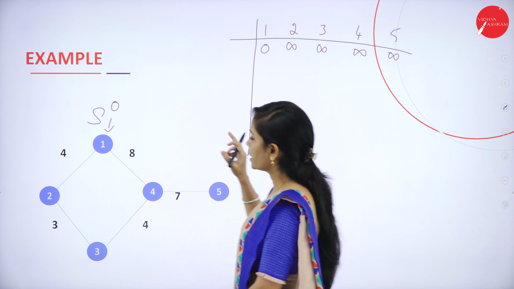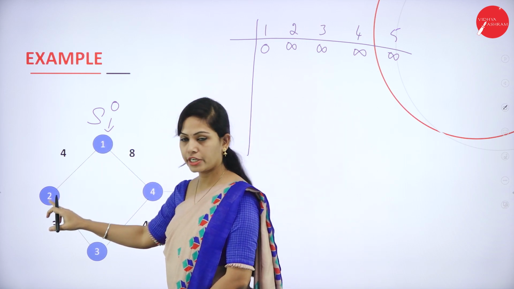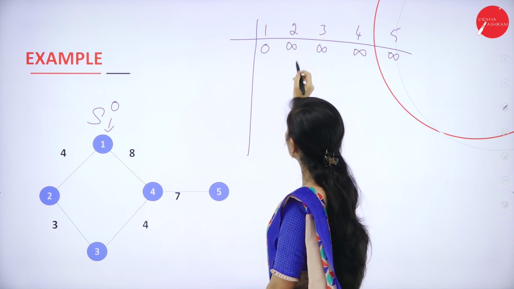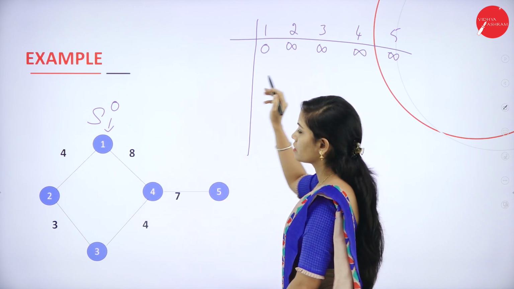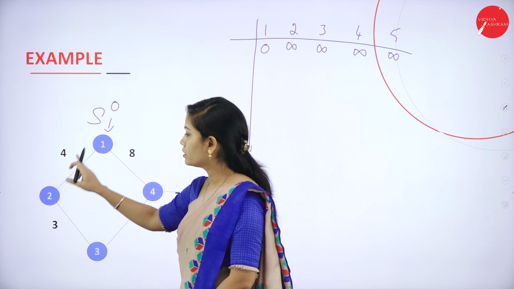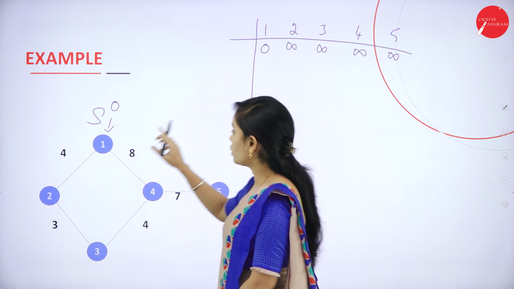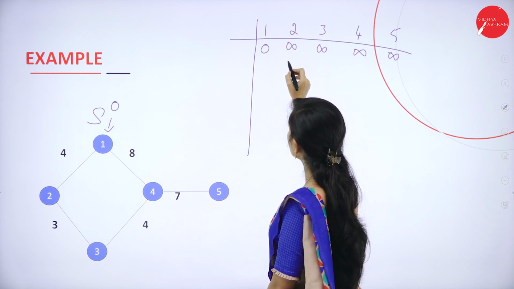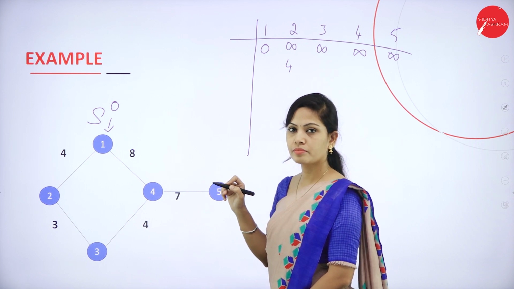So 1 is connected to 2. The edge weight is 4. So now 0 plus 4. Why is it 4? Traveling from 1 to 2, the edge weight is 4. So now I am traveling from 1 to 2. So 0 plus 4 is 4.